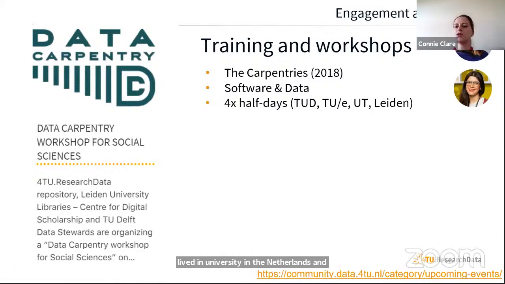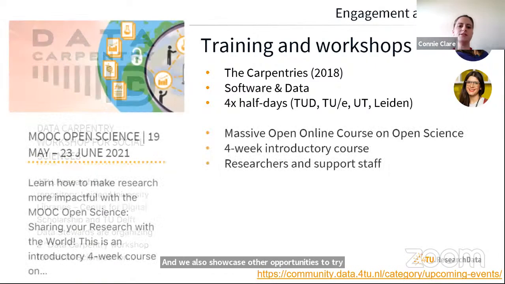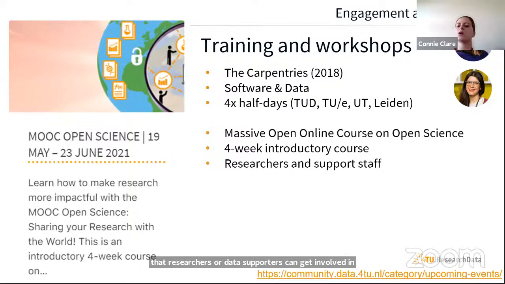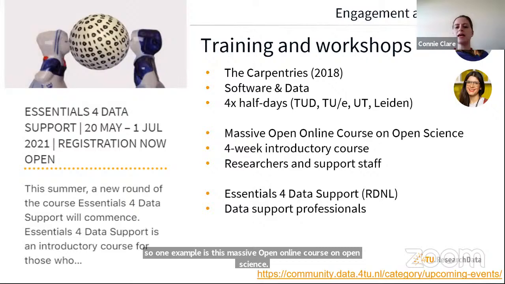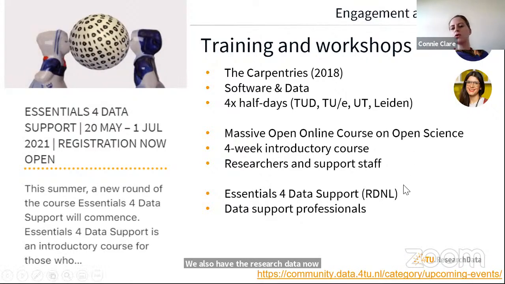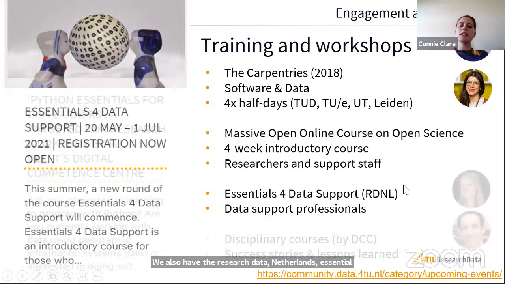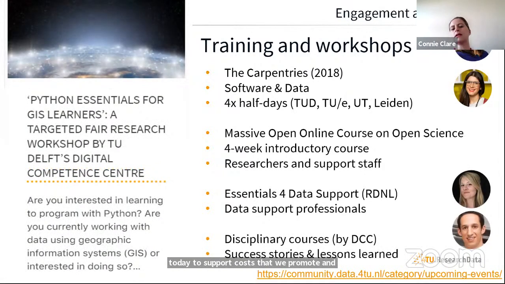And we also showcase other opportunities for training that researchers or data supporters can get involved in. One example is this massive open online course on open science. We also have the Research Data Netherlands Essentials for Data Support course that we promote, and any other success stories and lessons learned from other disciplinary courses. The example you can see here is a Python workshop for geospatial researchers, and this was organised and delivered by Ashley and Jose from the TU Delft Digital Competency Centre.